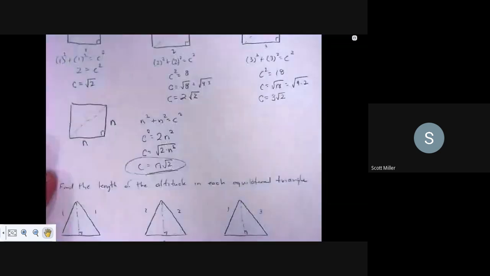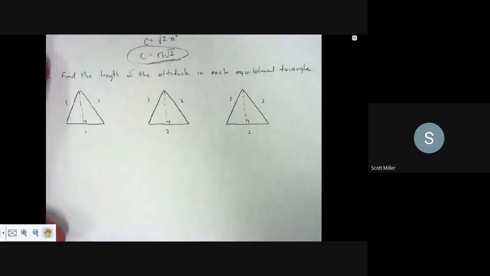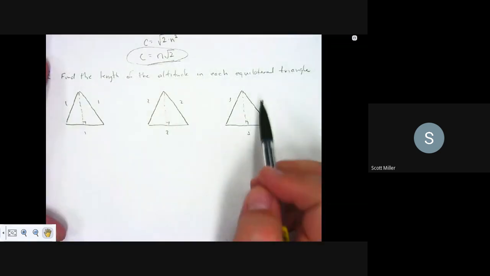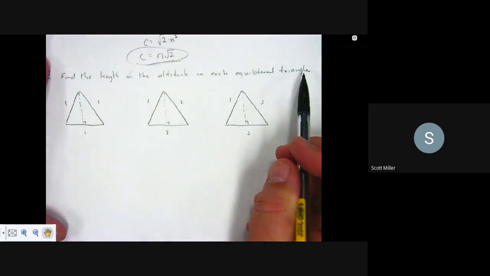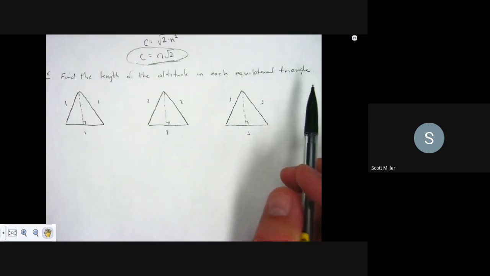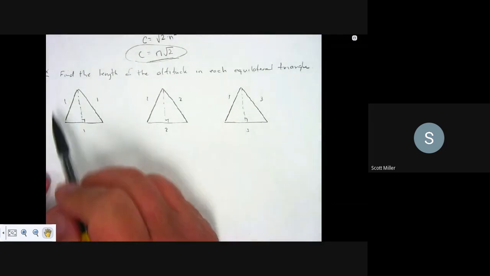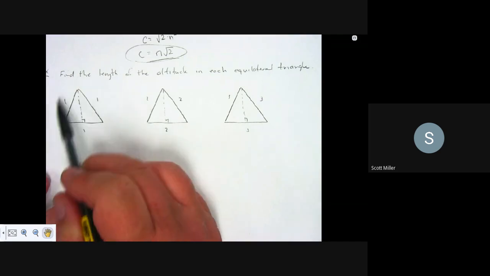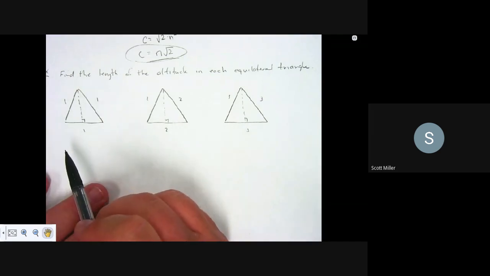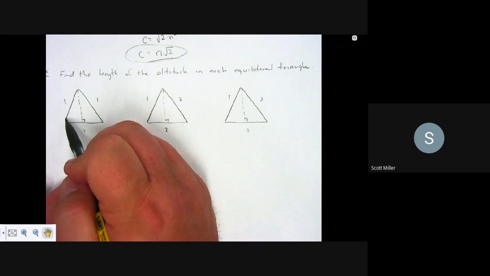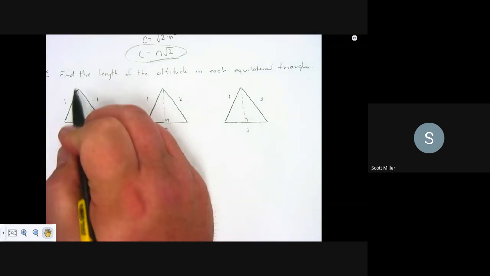Let's look at another one down here, same idea. These, though, are equilateral triangles. The characteristic of an equilateral triangle is that all three sides are identical in length and all three angles are identical in measurement. And since it's a triangle, each angle is 60 degrees.